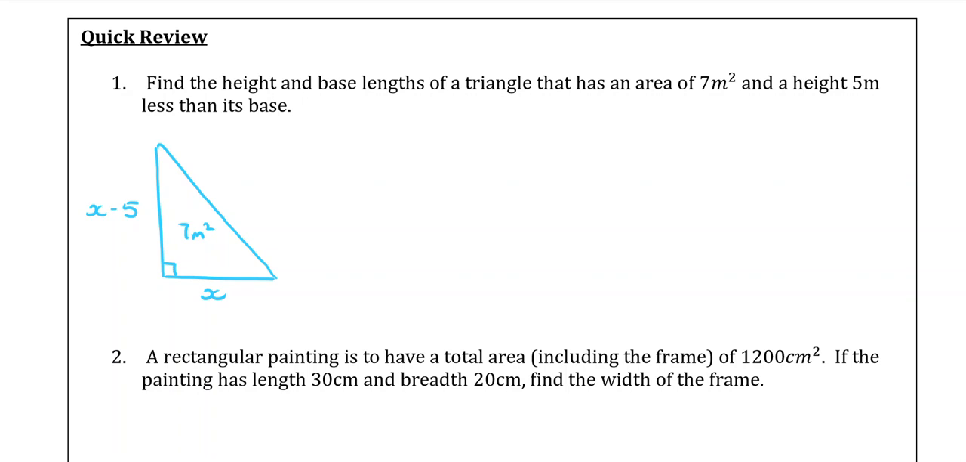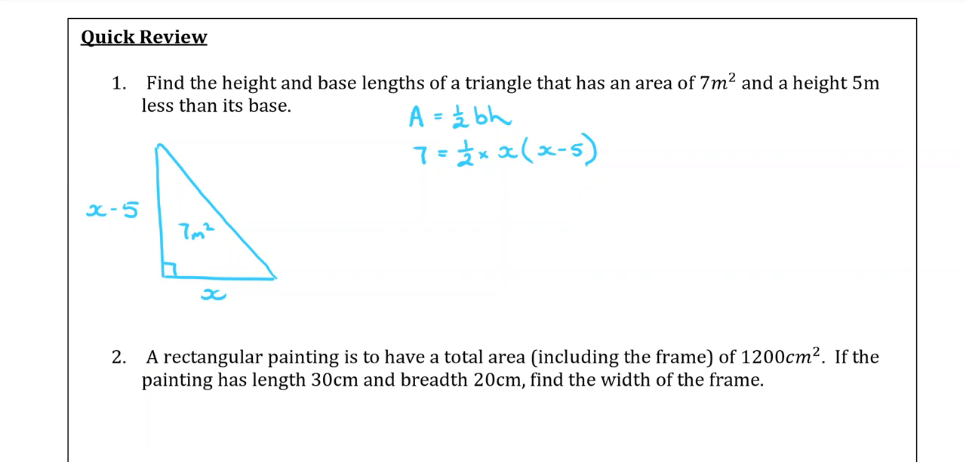Okay, so because this is talking about area, I need to use the formula for area of a triangle, which is A equals half BH. Then I'm going to sub in the information that I know. The area is 7, and that equals half times the base, x, times the height, x minus 5. Now I just need to simplify the equation down, factorize it and solve it.